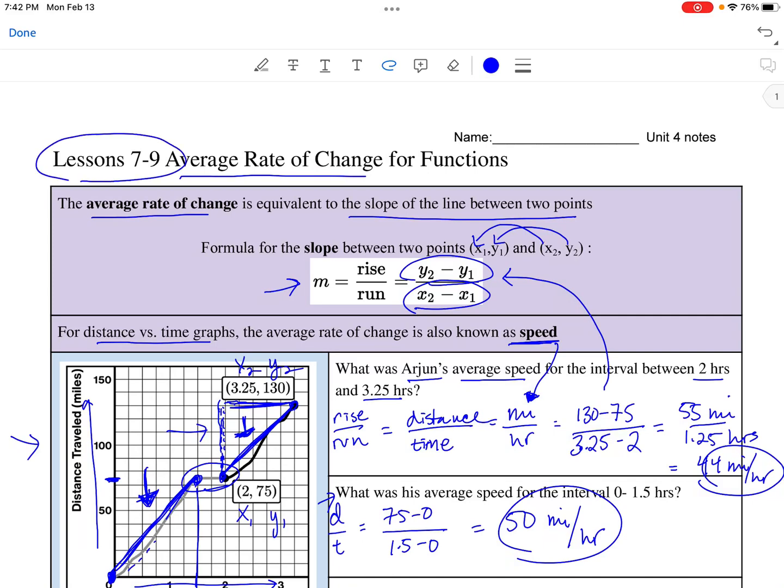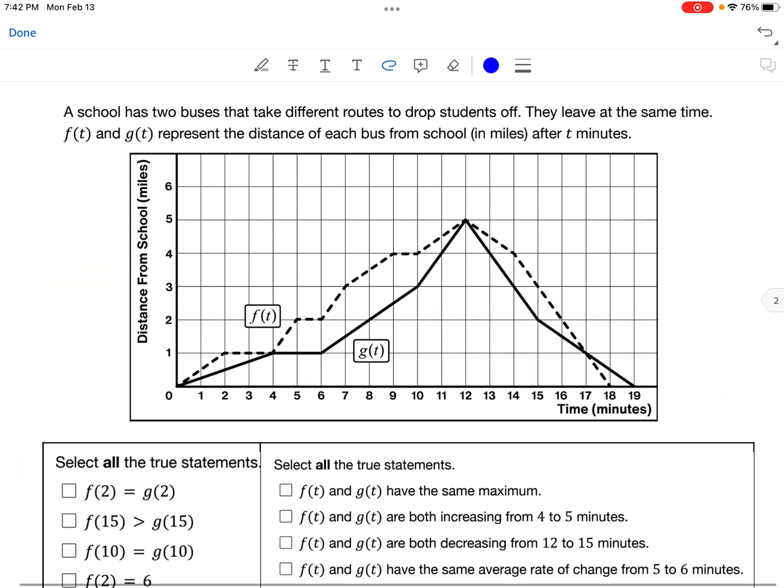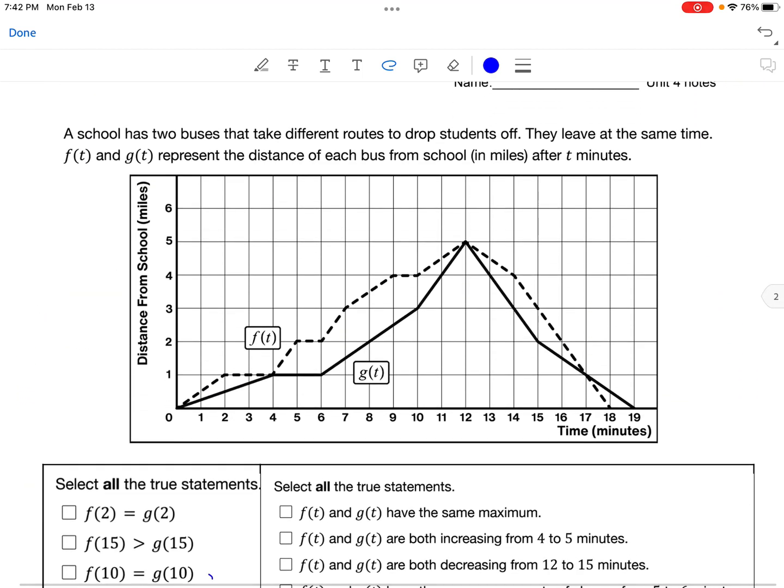Lesson 7.9, average rate of change, part 2. All right, so the second page. Here we have comparing two graphs on the same axis.